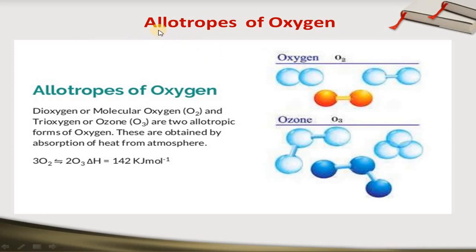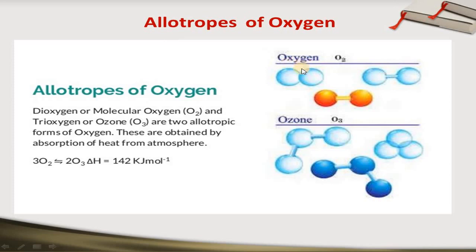First revise allotropy. What is allotropy? It is the existence of an element in more than one form. Consider oxygen over here. This oxygen can exist in more than one form. We have two allotropes of oxygen: dioxygen and trioxygen. This dioxygen is also called molecular oxygen, and this trioxygen is also called ozone. And you are quite familiar with both these allotropes of oxygen.